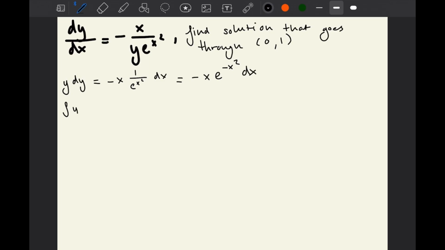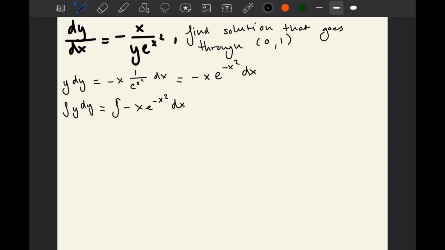We're going to have to take the integral of y dy. And once again, I'm reminding you we're doing this because the integral of the derivative is just going to give you the function itself, because the integral is the antiderivative. If you're taking the antiderivative of the derivative, you're going to end up getting the function itself, which is equal to the integral of negative x e to the power of negative x squared dx.